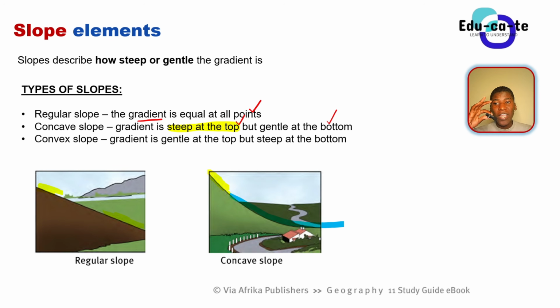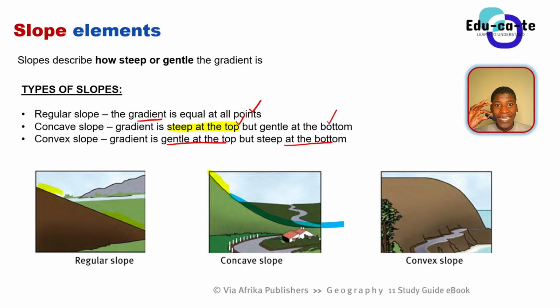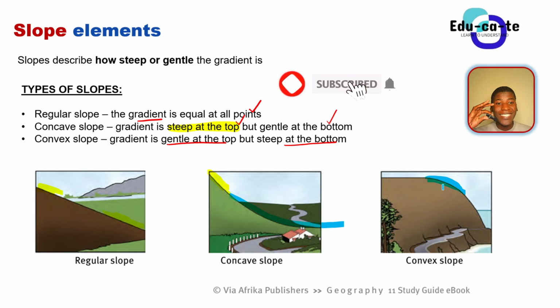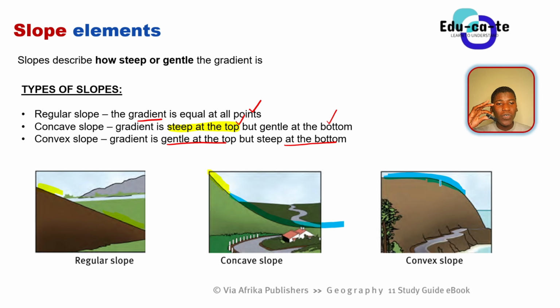Now we also have a convex slope. In a convex slope, we have a gradient that is gentle at the top, and then a steep gradient at the bottom of the slope. If we look at a convex slope in this particular image, the gradient is a bit gentle at the top. When you are at the top, you would just be able to sit there and watch the moon or the sun, because it is gentle at the top.